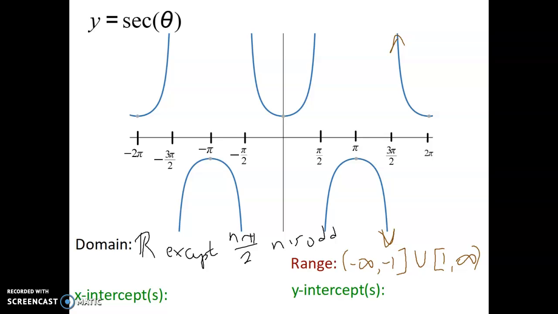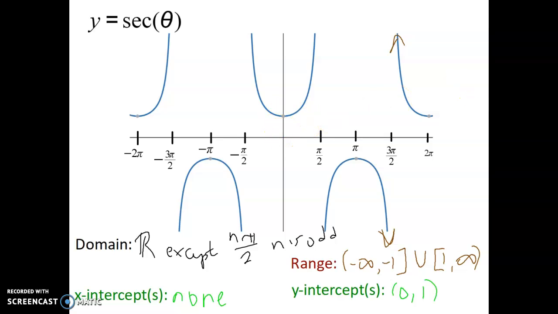Okay, so let's look at the x and the y intercepts. Well, this one never crosses the x-axis at all, so this is going to be none. And the y, it's going to cross right here. So that y value is the point (0, 1). It's going to cross the y-axis right here at 1.